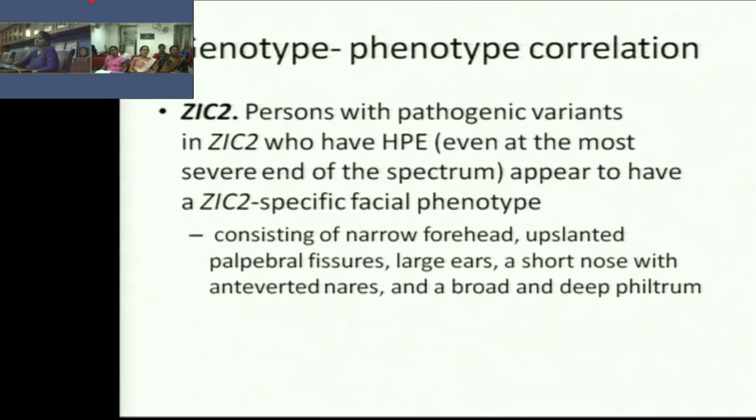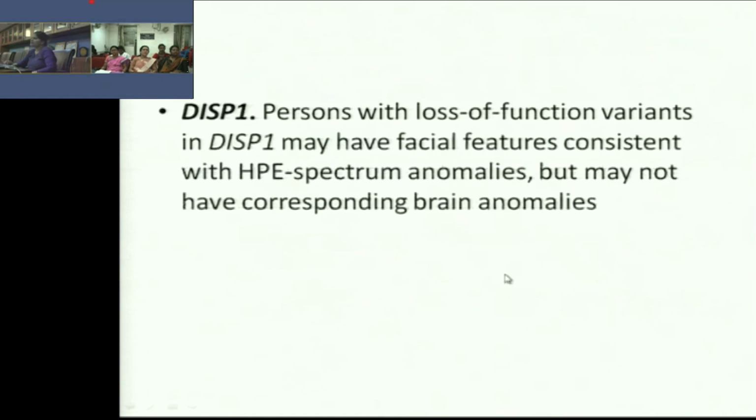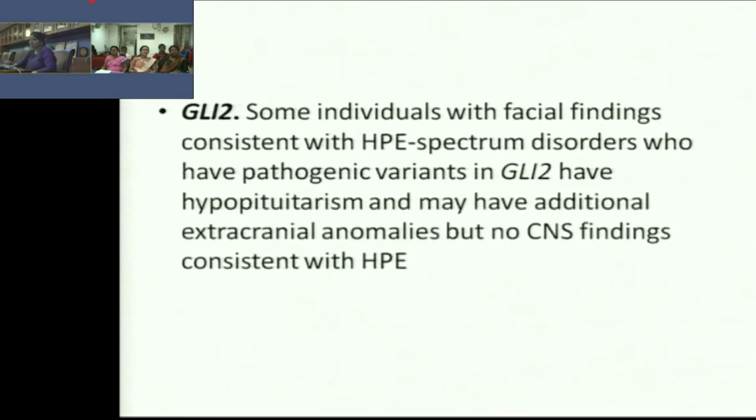The various genes deleted in ZIC2 mutations have been associated, even at the most severe end, with normally specific facial features that include a narrow forehead, upslanted palpebral fissures, large ears, and a short nose. In DISP1, they may not have the corresponding brain findings, but only facial features. And in GLI2, some individuals with facial findings consistent with the HPE spectrum have also been found to have hypopituitarism and may have additional extracranial anomalies, but no CNS findings consistent with HPE. So when we see hypopituitarism, we can say maybe this is the gene which is involved.